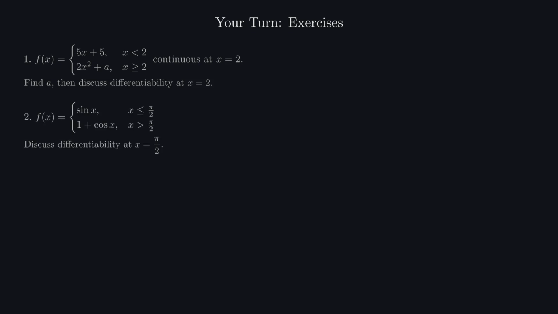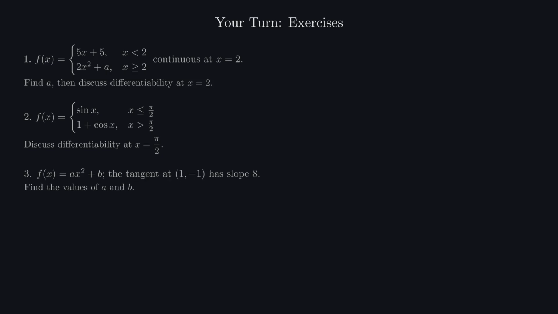Now it's your turn. Here are three problems to work through. 1. A piecewise function that's continuous at x equals 2. Find the missing constant a. Then check whether it is also differentiable there. 2. A piecewise function involving cosine. Discuss its differentiability at x equals pi over 2.